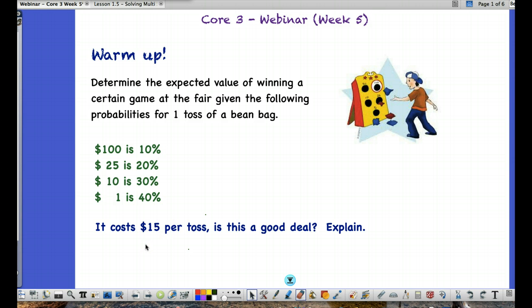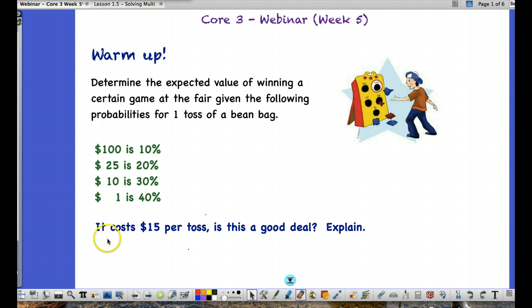And really what that's saying is that if we were to play this game 100 times, that expected value is what we'd ultimately win in the end. But a lot of times we look at expected value for the first time just to get an idea if it's a good game or not, if it's worth it. $15 per toss, we don't know if that's really a good deal or not. So let's try it out.